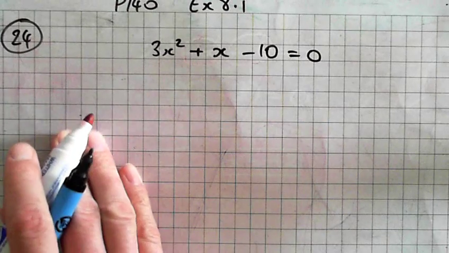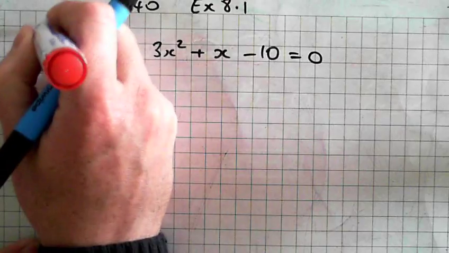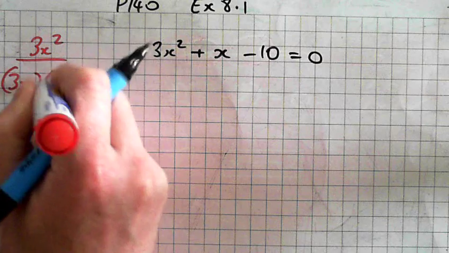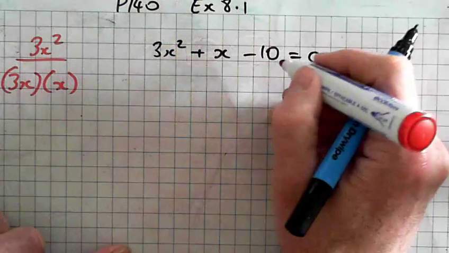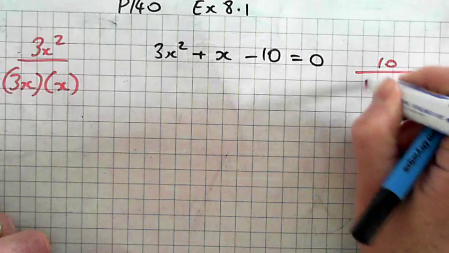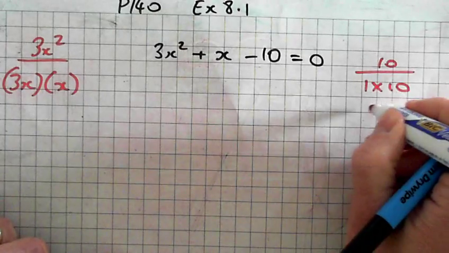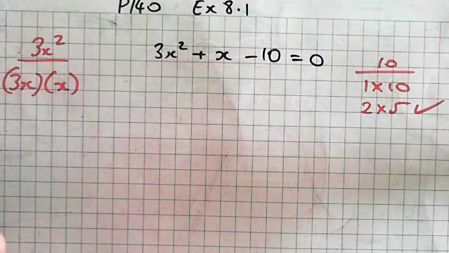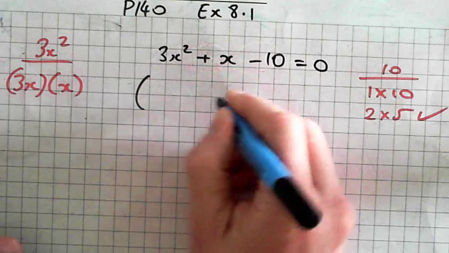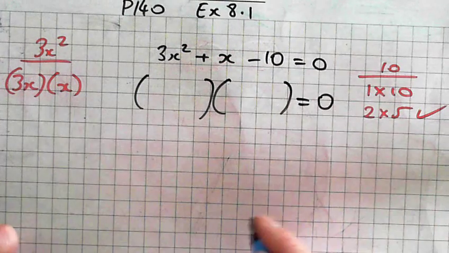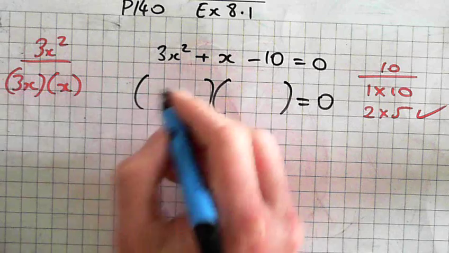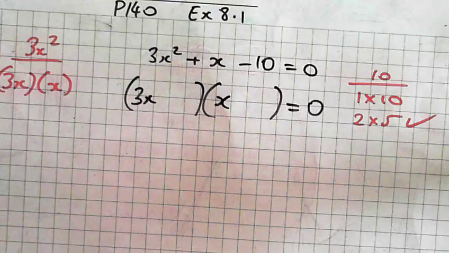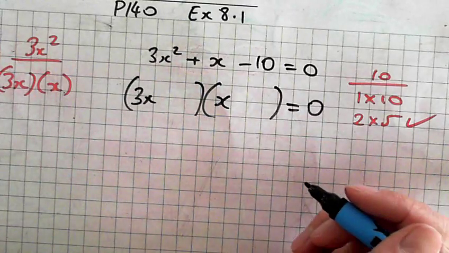Okay. So question 24, we're going to write out the factors of 3x squared. 3x by x. Over here, the factors of 10. 10 by 1. Start with 1. 2 by 5. I'm going to use the bottom pair always. Start off. Remember, there's trial and error. I have to do testing. 3x goes here. x goes there. I'm going to use the 5 and the 2. I'm going to write it down so it's going to be incorrect.